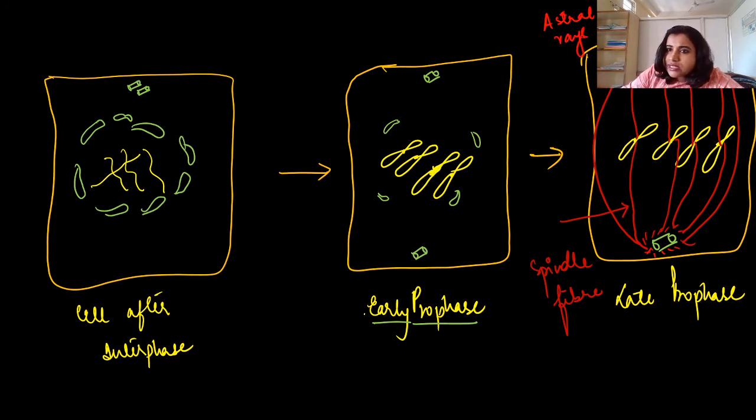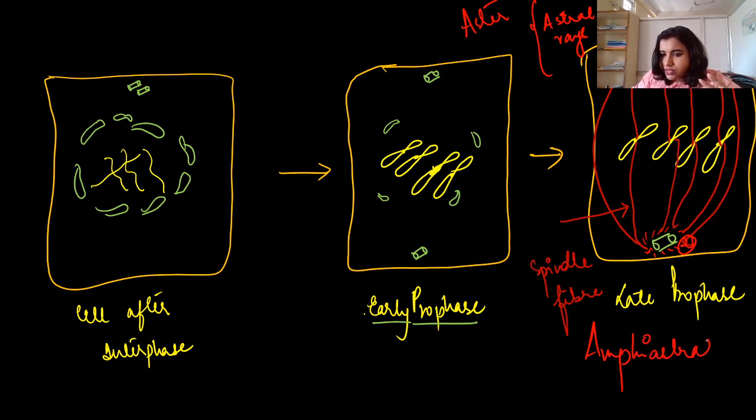These astral rays along with the centriole form aster. Since there are two asters, one here, one here, we call this amphiastral. Amphi means both sides, present on both sides. Since this is present at both the poles, we call it amphiastral, right? So this is all about the prophase.